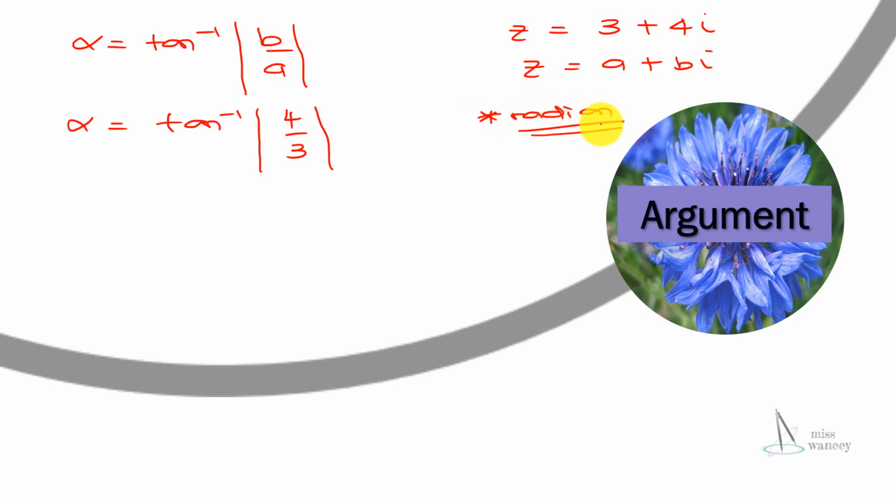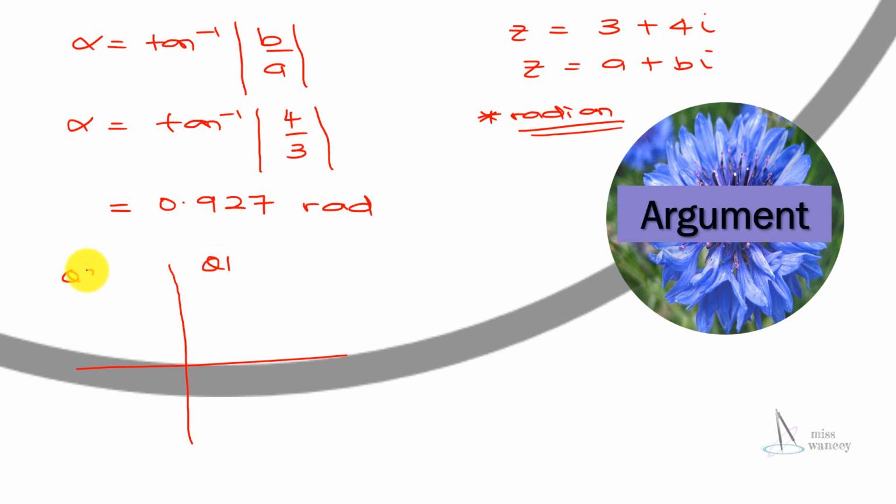So do make sure to change the mode in your calculator to radian first before you calculate arctangent of 4/3. By using your calculator, you should be able to see that this is 0.927 radian.